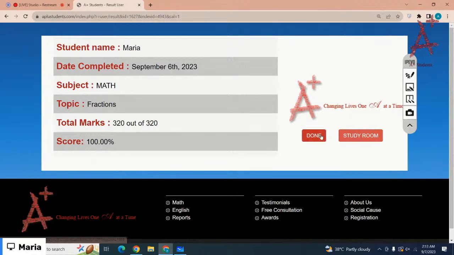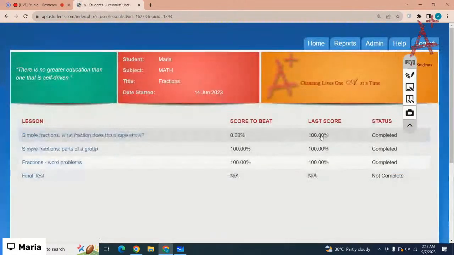Okay, we are done with the lesson. Let's start with the next lesson. The next lesson is simple fractions, parts of a group. So let's start with the lesson.